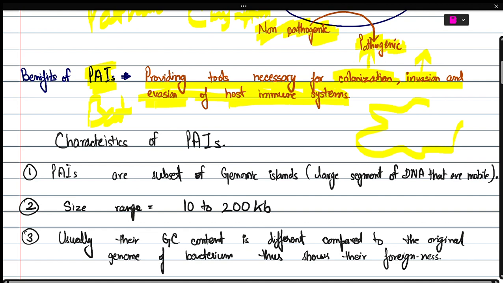Like if you take the example of macrophages, so macrophages basically will go and eat up this bacterium, but if it has PAIs, pathogenicity islands, then there will be some release of proteins, toxins, some chemical mediators which help evade that bacterium from the macrophage. So the bacterium will ultimately save itself and move away. Okay. So this is the basic idea if you talk about PAIs.